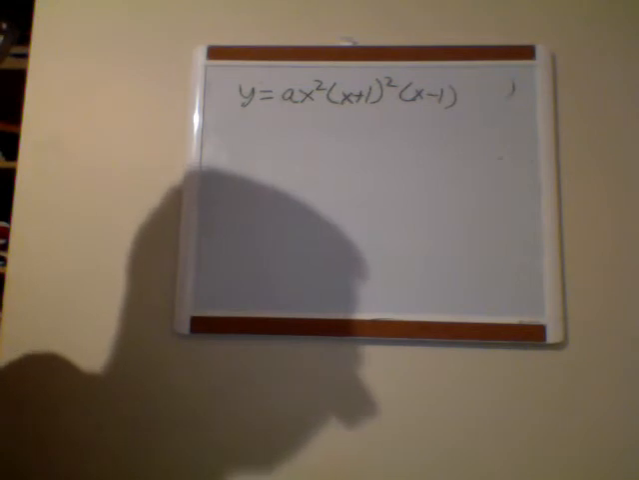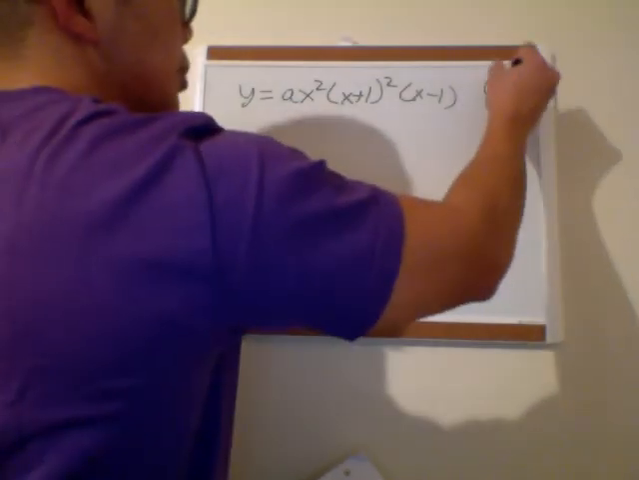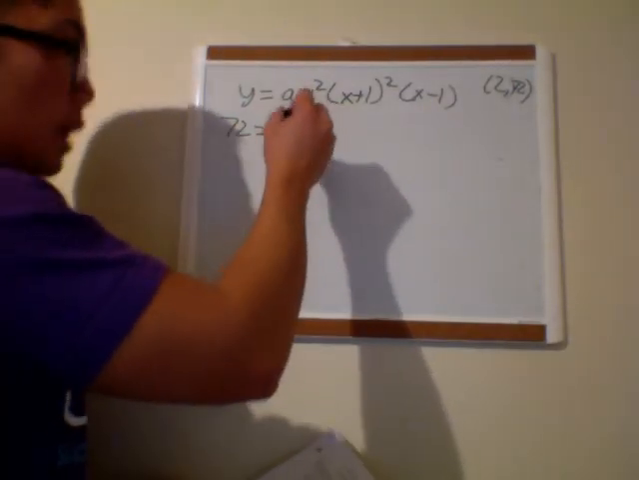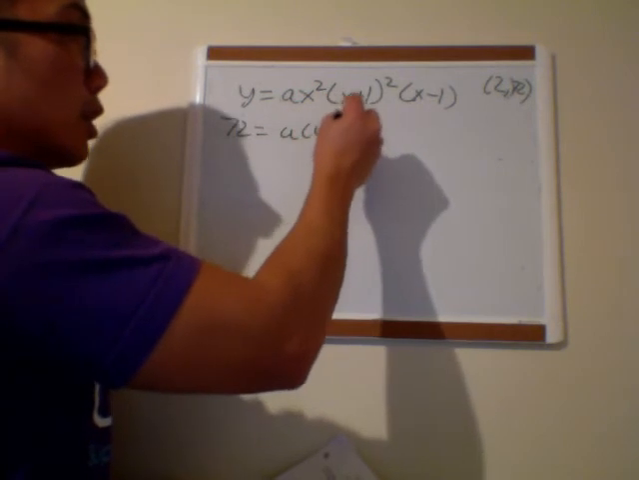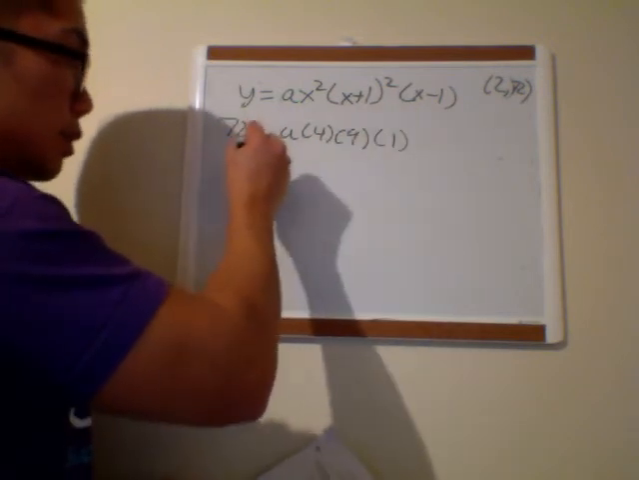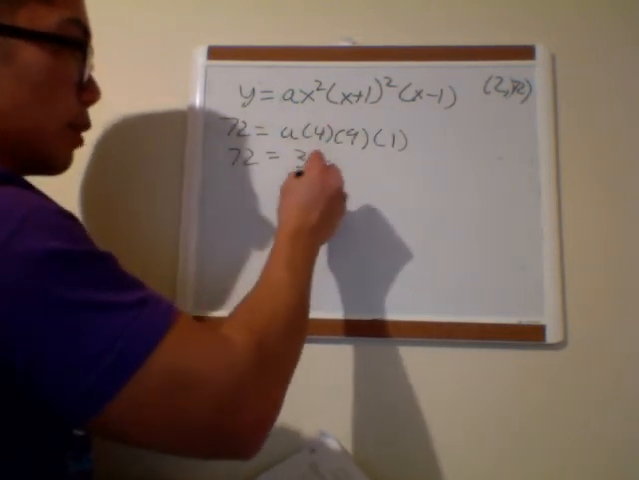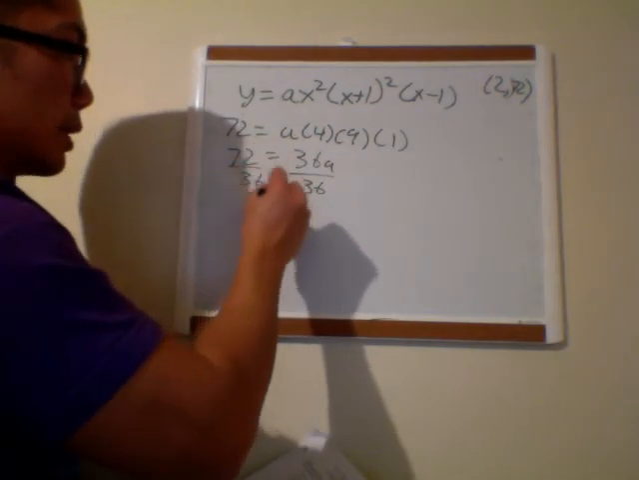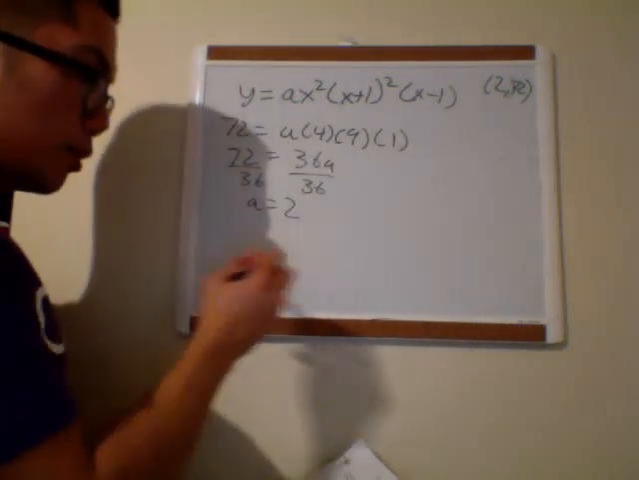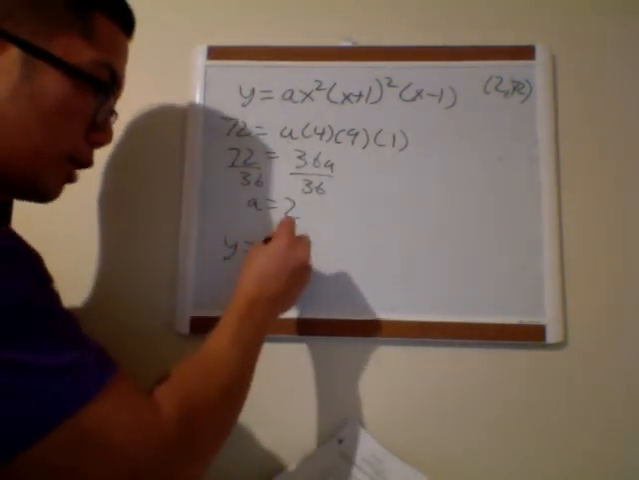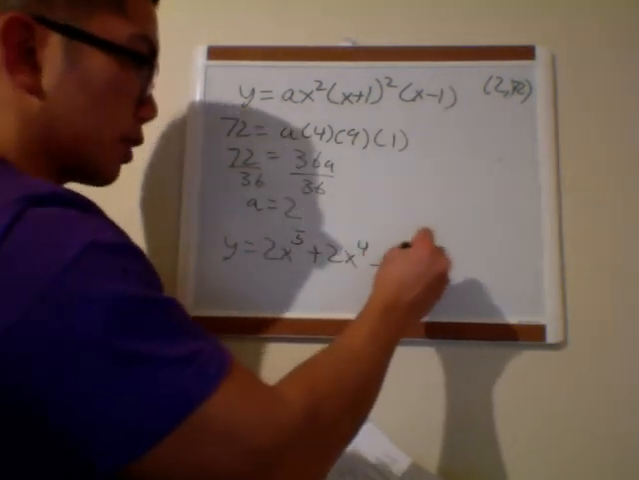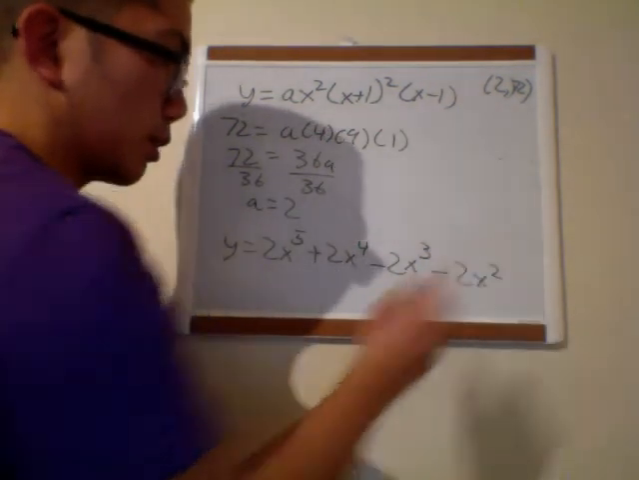If you plug in all of the numbers, it goes through the point (2, 72). So this is 72 is equal to a times 4 times 9 times 1. And so I get 72 is equal to 36a. Divide both sides by 36, and I get a is equal to 2. If you actually multiply all of that out, I'm not going to go through the work, but you should get y is equal to 2x to the 5th plus 2x to the 4th minus 2x to the 3rd minus 2x squared.